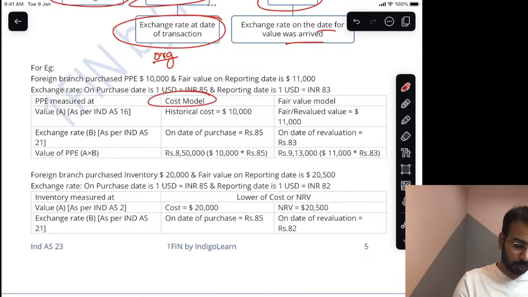So if you're following the cost model, if on the date of purchase the rate is 85, the value will be considered at that rate. If it is the fair value model, then on the date of revaluation, whatever is the rate, you will change that rate and you will apply it accordingly.